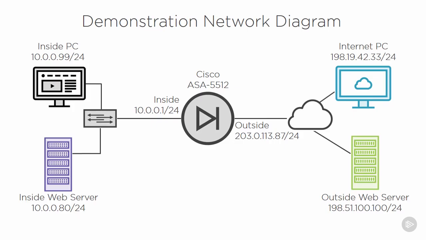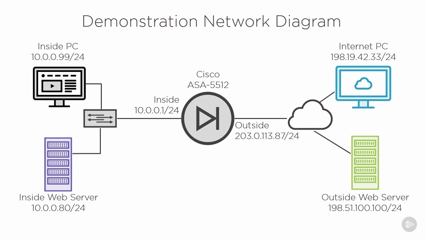Here's the demonstration network that I've configured. So over on the left, I have an inside PC and an inside web server, and both of those are on the same network. In the middle, I have a Cisco ASA 5512 firewall, and on the inside interface, I've configured the 10.0.0.1 address. Then on the outside interface of that firewall, I've configured a public address of 203.0.113.87. And I've placed two devices out on the internet. I have an internet PC, which you can see in the upper right-hand corner, and the outside web server, which you can see in the lower right-hand corner. And those IP addresses are labeled accordingly.